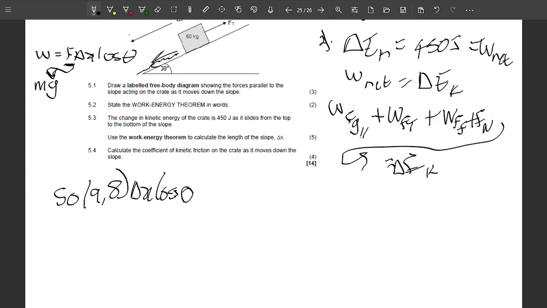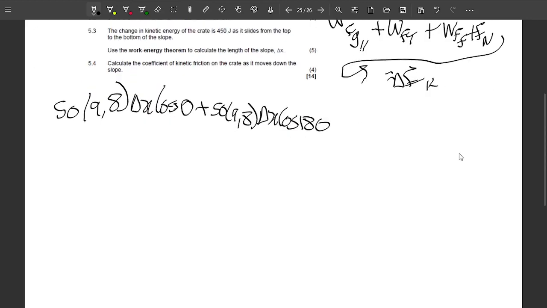Proceeding, plus. Now we're doing it for our dear friend tension. So for tension, we're still sitting at 50 by 9.8, delta X still, and cos, but this time my theta is sitting at 180 degrees. The reason it's 180 degrees is obviously because of the angle between the displacement and tension.